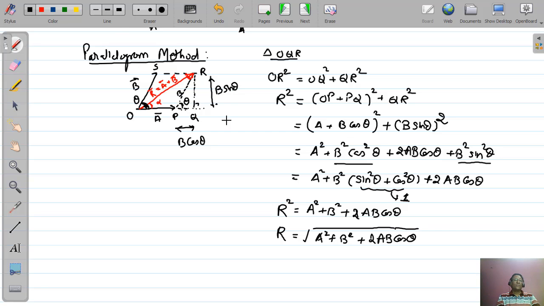So this is the magnitude of vector R. This formula is very important. Memorize it, because many problems are based on this formula, which we will see.